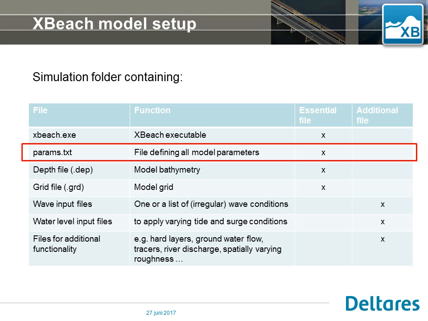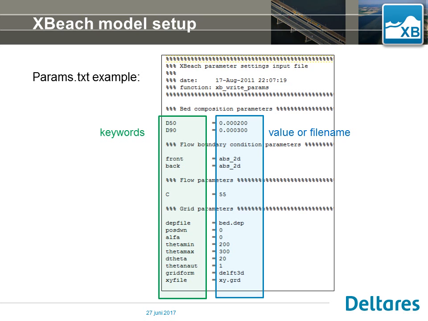Furthermore, in your XBeach simulation folder, you must have a params.txt file, which is the file that defines all your model parameters. This file is a simple text file. Here's an example of part of a params.txt file, where keywords are defined, shown here in the green box, and the value shown in the blue box.